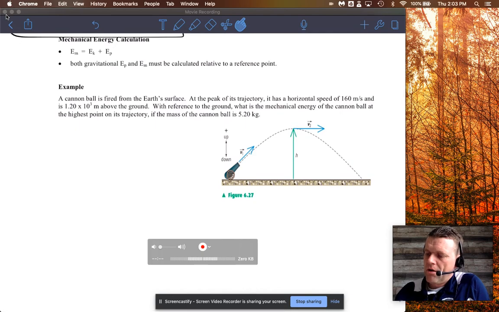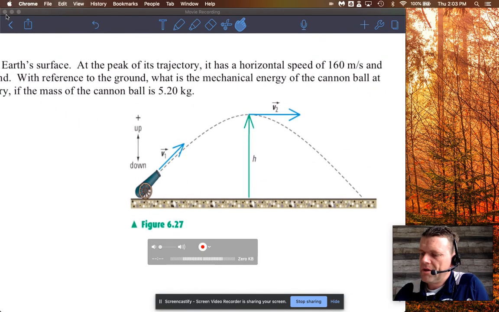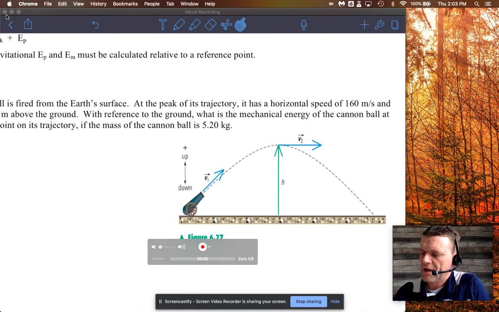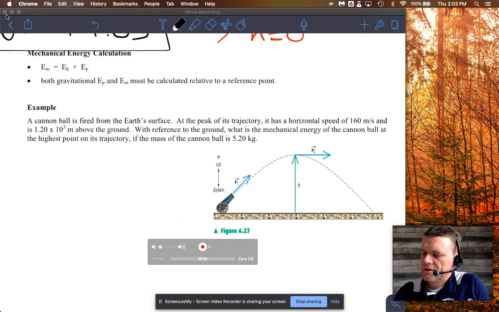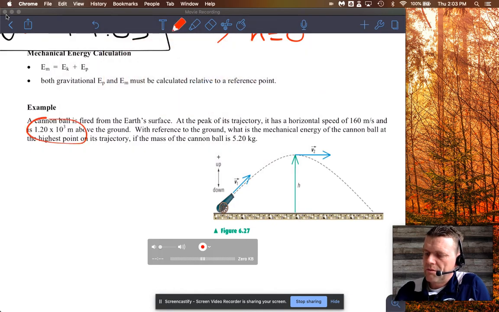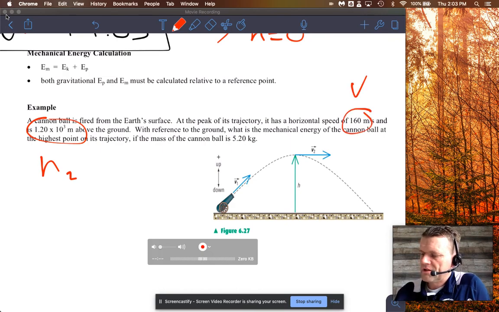So we've got a cannonball fired from the Earth, and at the peak of its trajectory, it's got a horizontal speed of 160 meters per second. Okay, and it is 1.2 times 10 to the third meters above the ground. Okay, so there's my H. I guess you could say it's H2 if you want. Well, it's an H. And there's my velocity.